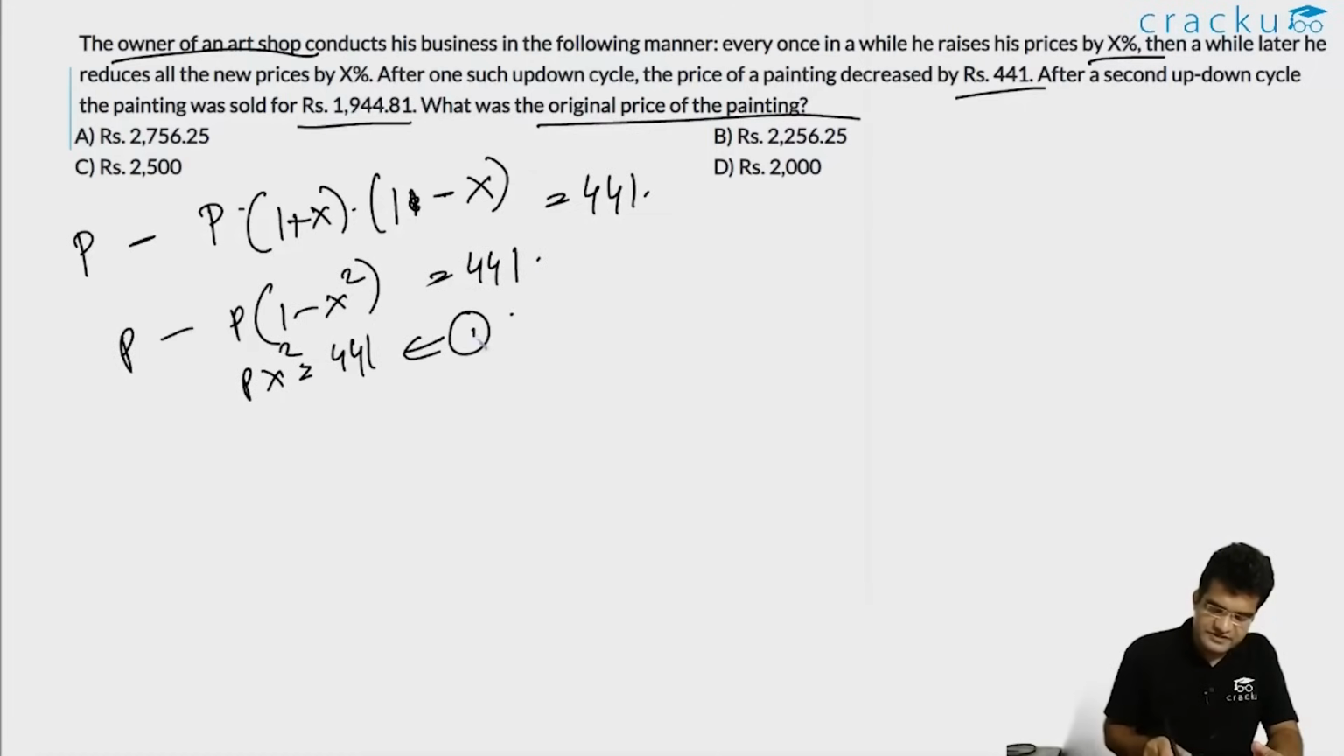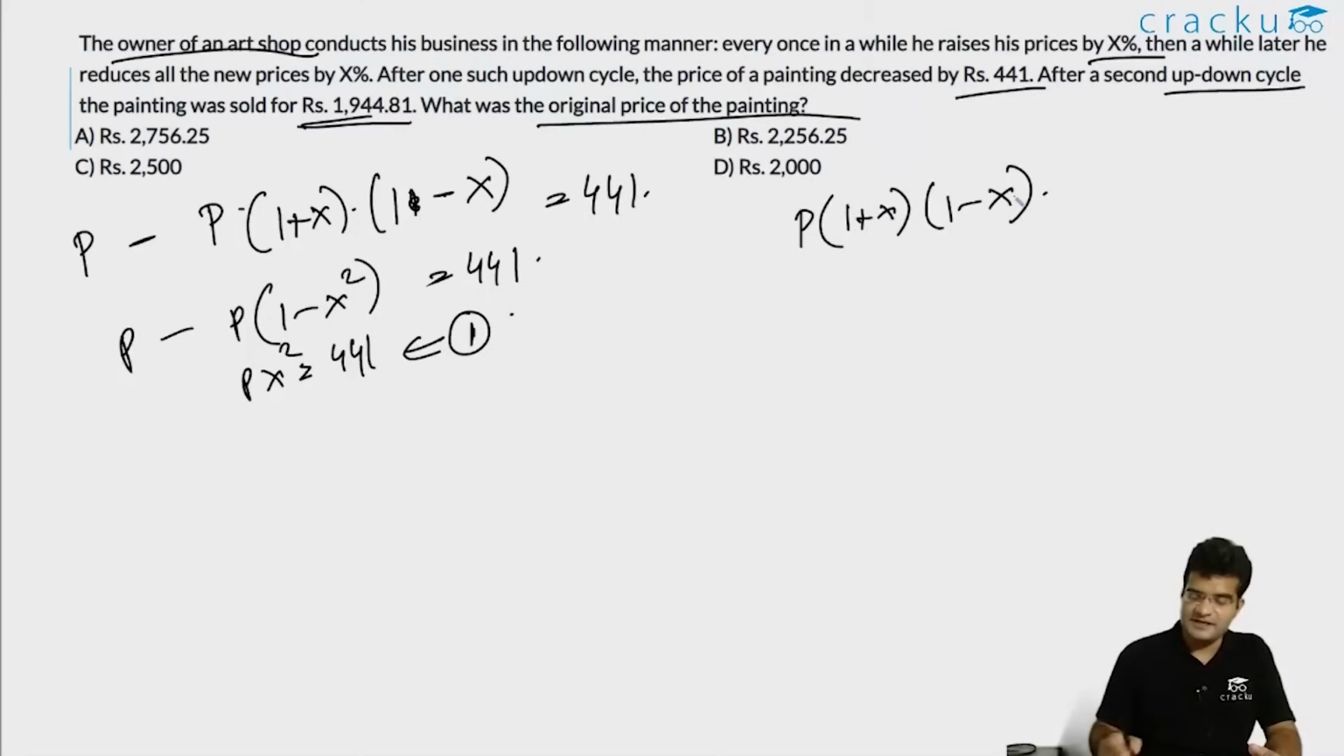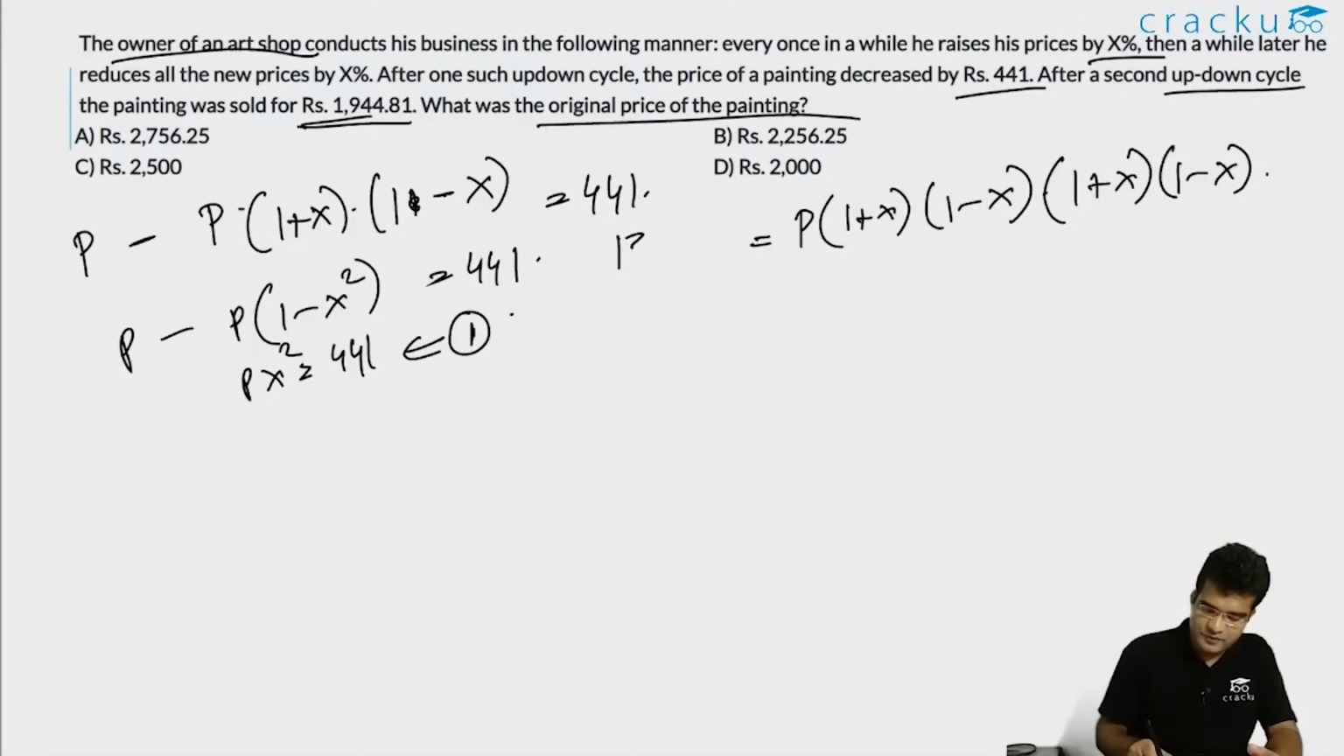This is one equation. We have a similar equation: if he repeated the cycle again, then he sold the painting for 1944.81. But what will the price be after the second cycle? It will become P into 1 plus X into 1 minus X. This is the price after the first cycle, and again 1 plus X into 1 minus X. This is the price after the second cycle, and this we are told is equal to 1944.81.